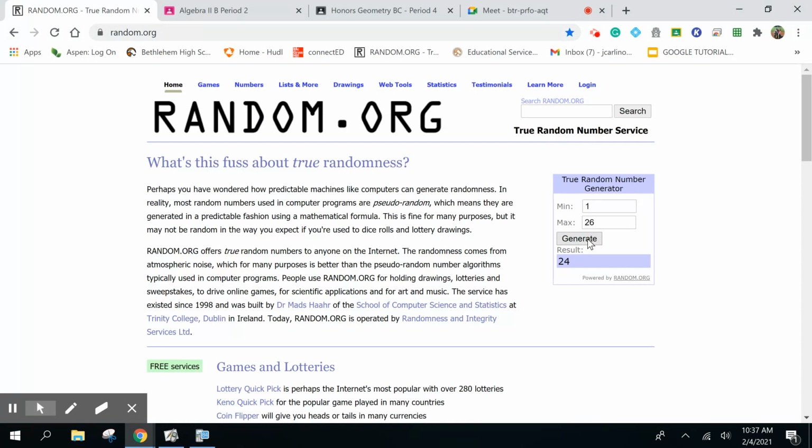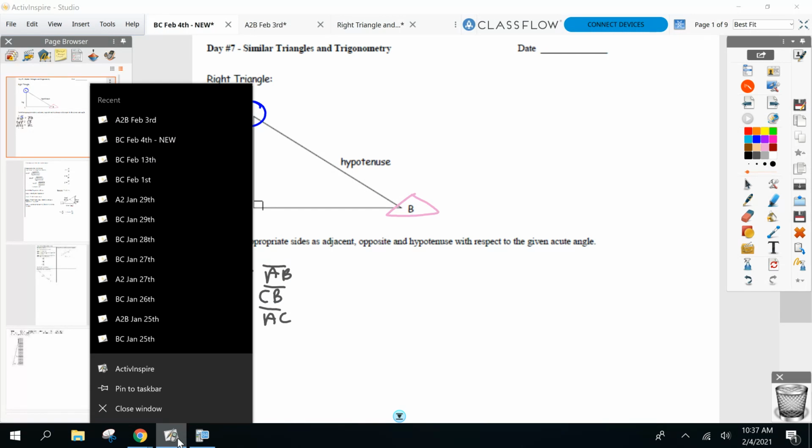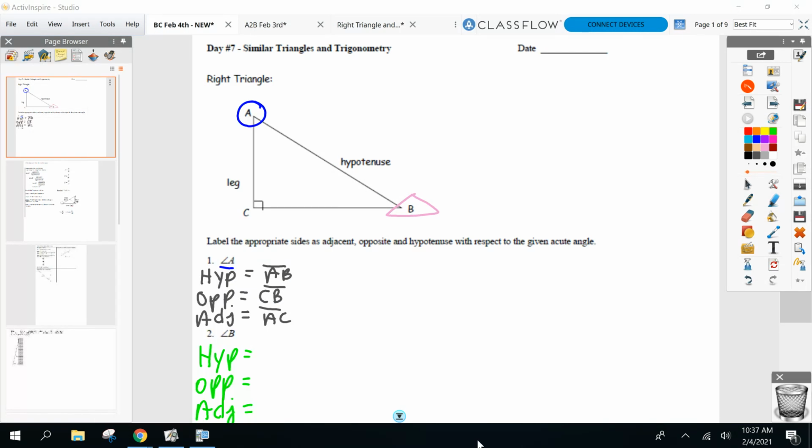Here we go. Emily, here you go. What's the hypotenuse in the diagram? AB. Still AB. That's not going to change no matter what angle I'm at. All right, what's opposite angle B now, Emily? AC. Good job. And what's adjacent to B? CB. CB, good.